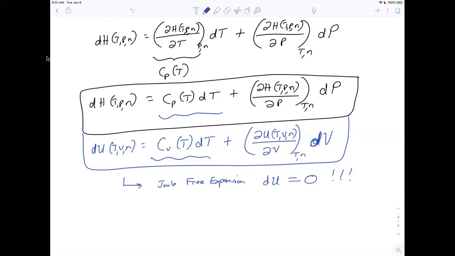And that's why we could rearrange this expression, because dU was 0. It was an isoenergetic process. The energy remains constant. There is no change. Because of that, we could rearrange this expression and devise a way of obtaining the partial of U with respect to V in terms of experimental measurables, which were temperature and volume.